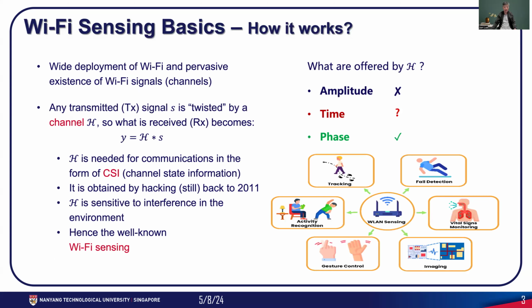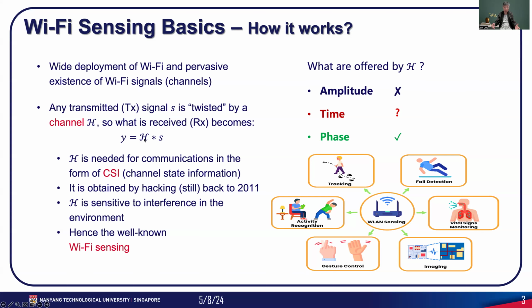So what is Wi-Fi sensing, and how does it work? Basically, we have a Wi-Fi channel with a transmitter and a receiver. If the transmitter transmits something known, let's say S, through a channel, the receiver receives Y. The channel H, also called channel state information (CSI), can be derived from the known S and the received Y.